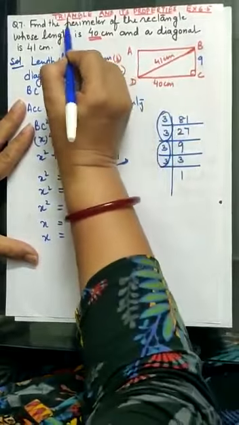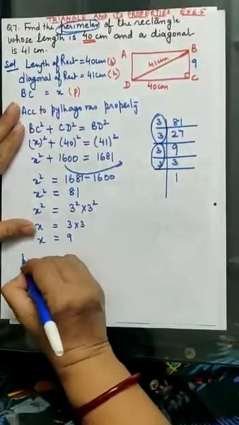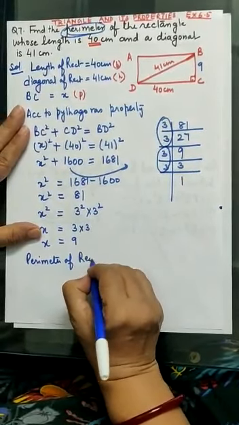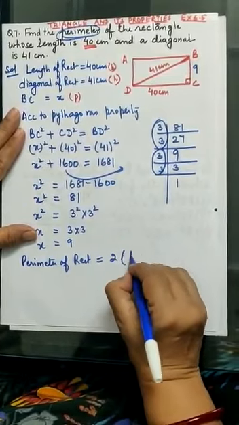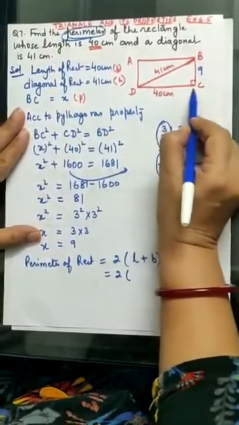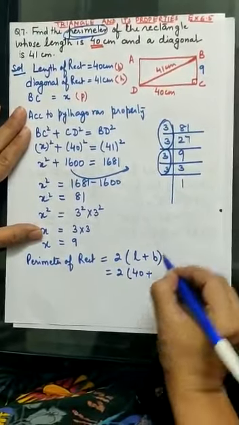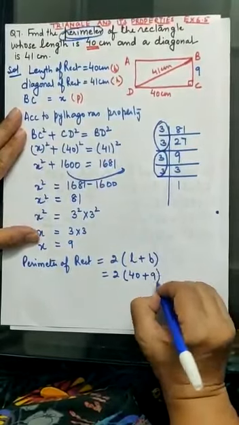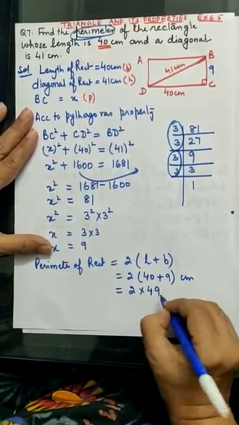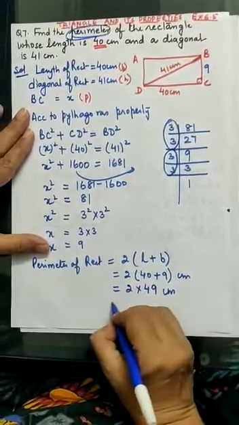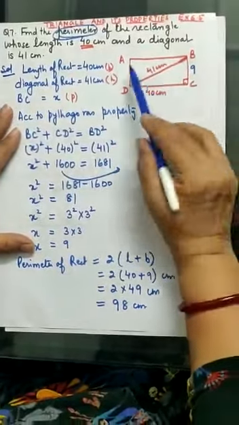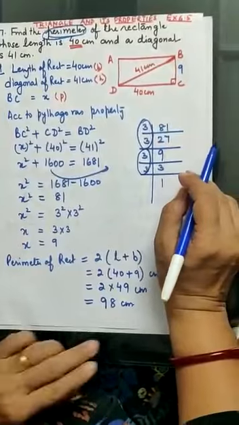Now what we have to find out? We have to find out the perimeter. So perimeter of rectangle is what? 2 times length plus breadth. So what is our length? This is 40. And what is our breadth? This is 9 centimeters. So this is equal to 2 into 49 centimeters, and 2 into 49 is 98 centimeters. Therefore, perimeter of this rectangle ABCD is 98 centimeters.